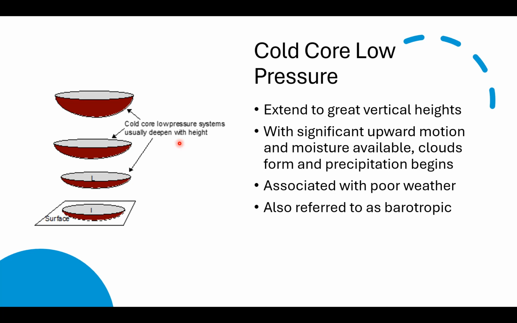This is what cold core low pressure systems do. They usually deepen or get more intense with height. And whenever you see a mid-latitude storm system or a cyclone dissipate, it's usually going to weaken from the surface first.